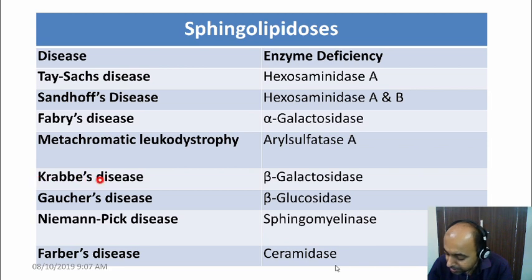Then we have the Krabbe's disease. In Krabbe's disease, the beta galactosidase is deficient. We have the Gaucher's disease, where beta glucosidase is deficient. The Niemann-Pick, where deficiency of sphingomyelinase is there, and the Farber's, where deficiency of ceramidase is there.